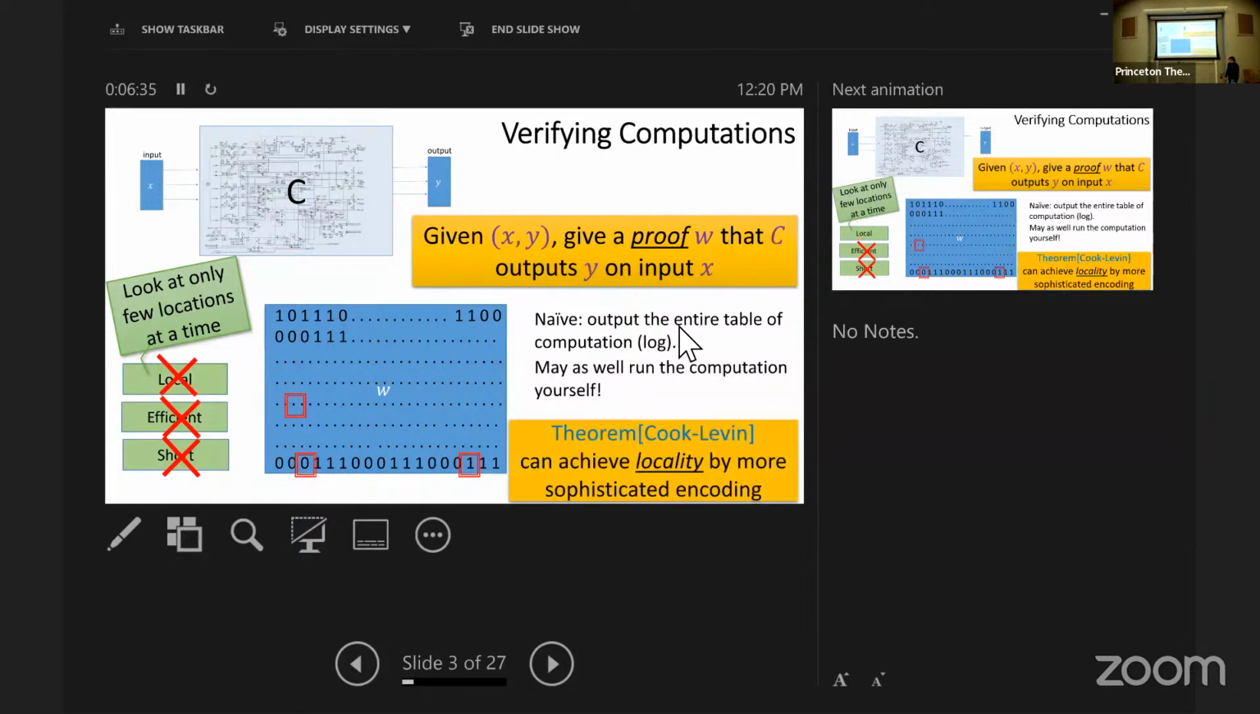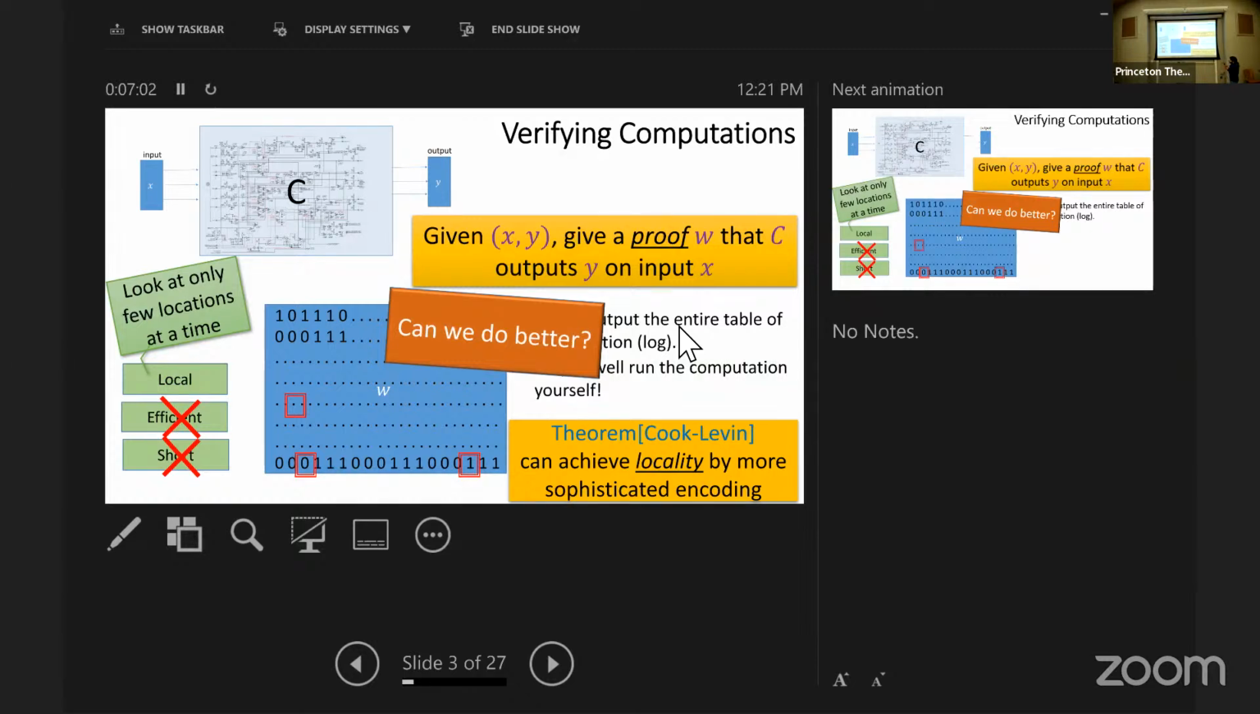And the first theorem of classical complexity theory is by Cook and Levin, which said that there is another way to encode this witness, which at least guarantees locality. So at least locality is something that you have. This is the classical Cook-Levin theorem from the 70s. But now what about efficiency and shortness? So this whole talk is going to be about: can we do better? And I'm going to define what better means as we go.